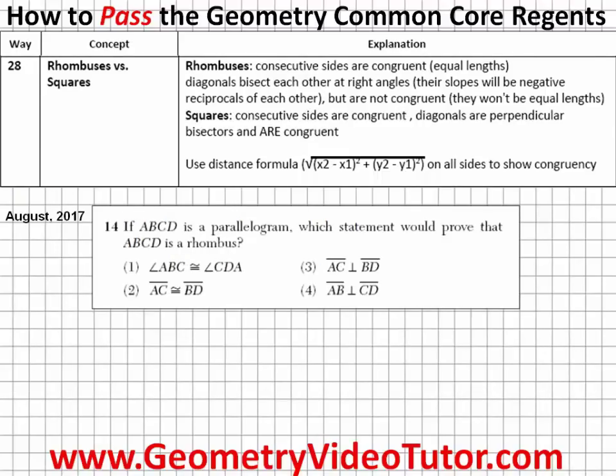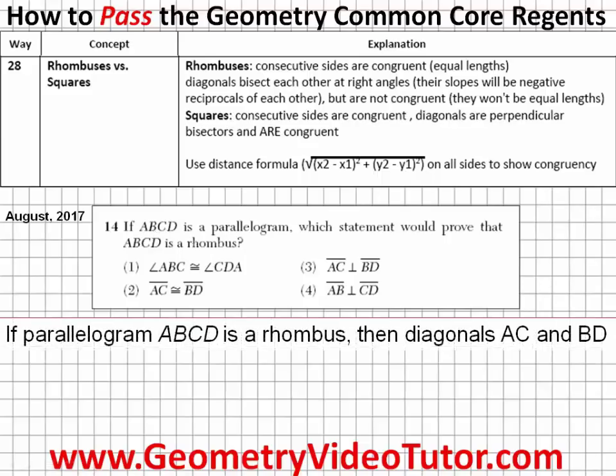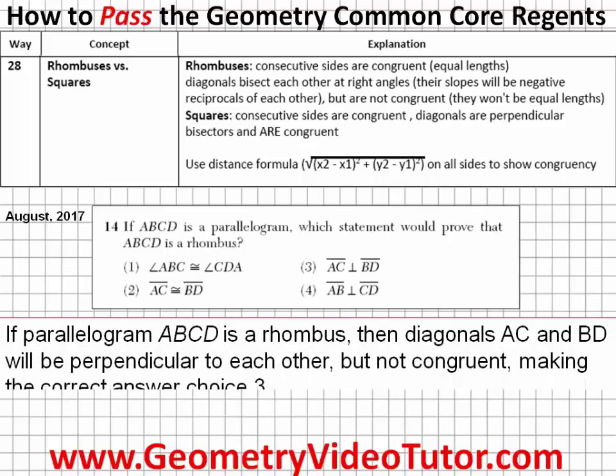Okay, now August 2017, this is a 2-point multiple choice question. If ABCD is a parallelogram, which statement would prove that ABCD is a rhombus? Now, we can't prove that consecutive sides are congruent, but we can say that the diagonals bisect each other at right angles, which is going to be A to C and B to D, making choice 3 the answer. Okay, so that's basically the explanation I'm providing for you right here.